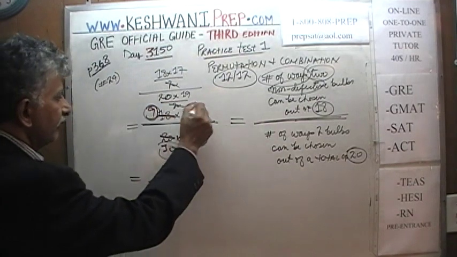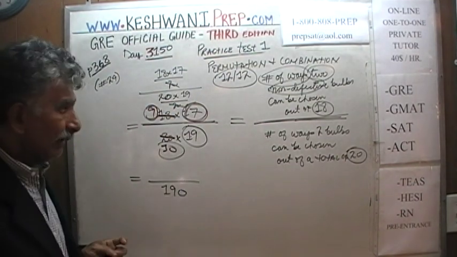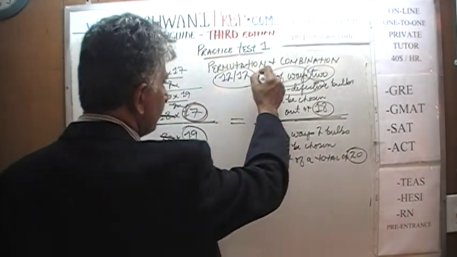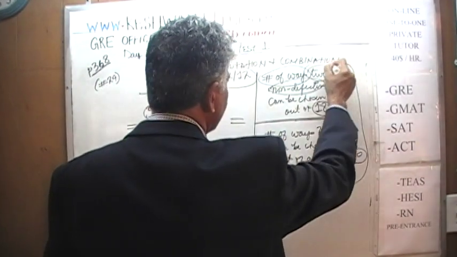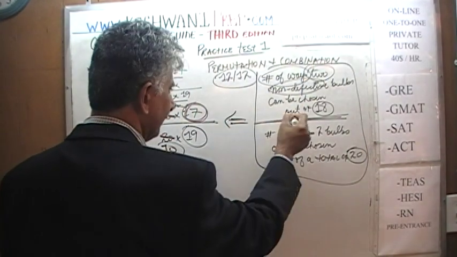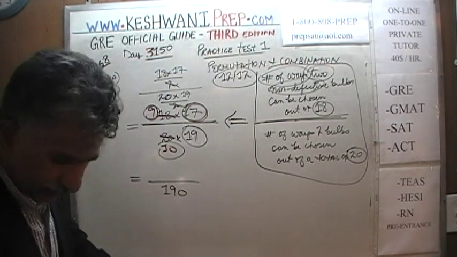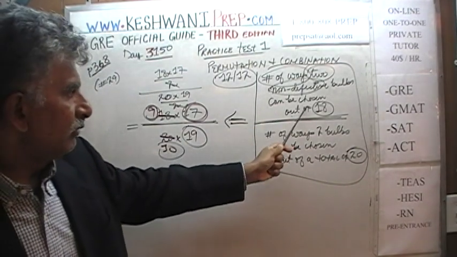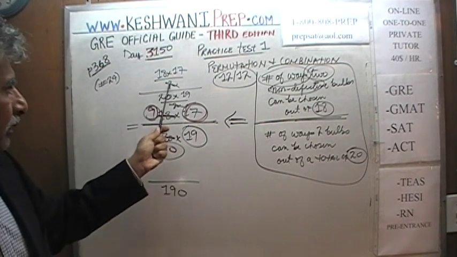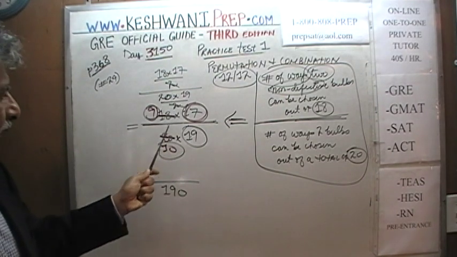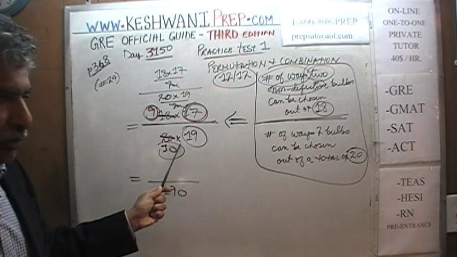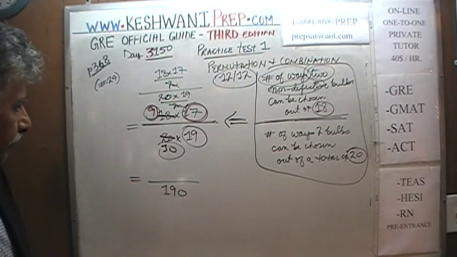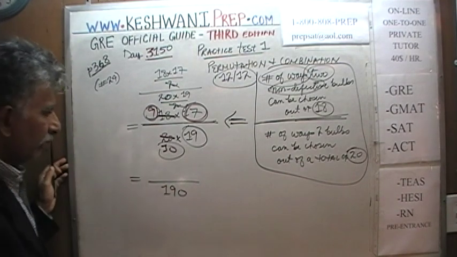Let's find out what 9 times 17 is. 10 times 17, so this quantity that we see here, that's what this is. This quantity equals this. This is our numerator. The number of ways two non-defective bulbs can be chosen out of 18, which is this one right here, and then the number of ways two bulbs can be chosen out of 20. 17 times 9 is what we're looking for.